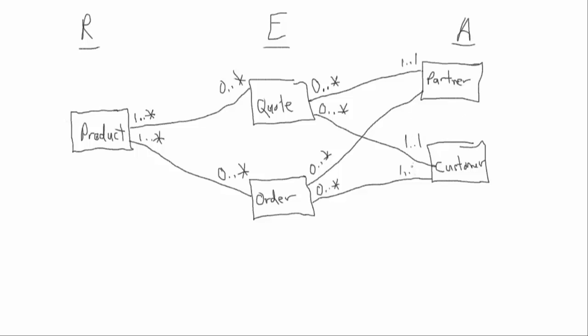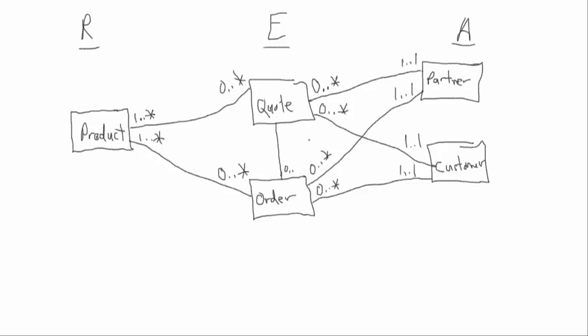So one and only one, and each order will be associated with one and only one partner. Now, we also want to consider the fact that the orders and the quotes are related. So the events themselves can be related. A quote may never result in an order, so we've got a minimum of 0 there, but a quote could also result in an order.